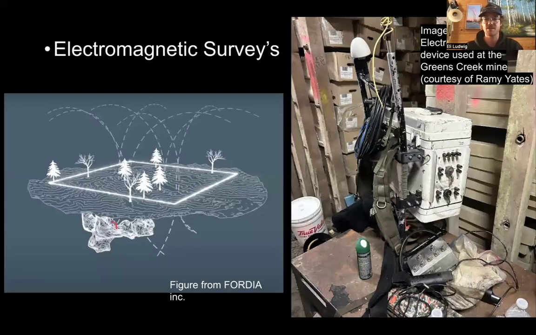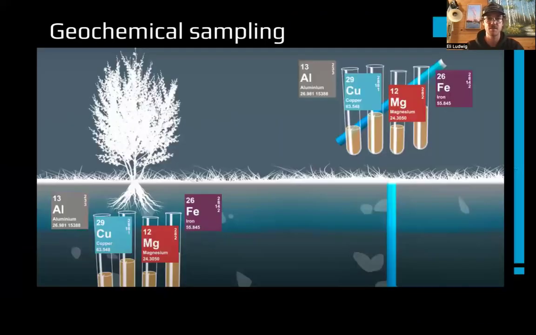You can also do electromagnetic surveys. This is an example of an electromagnetic backpack from the Greens Creek mine. I got this photo from a buddy of mine who did work out there last summer. And with these electromagnetic surveys, you're essentially sending down an electromagnetic pulse into the ground to identify where these mineral deposits are. And you can see that on the left from Fordia Inc., showing how those electromagnetic pulses will interact with the minerals and give you an idea for the subsurface. Another thing is geochemical sampling, which is where you're taking soil samples from the area. You are then sending them to a lab to be analyzed for the composition of what minerals are in that soil.